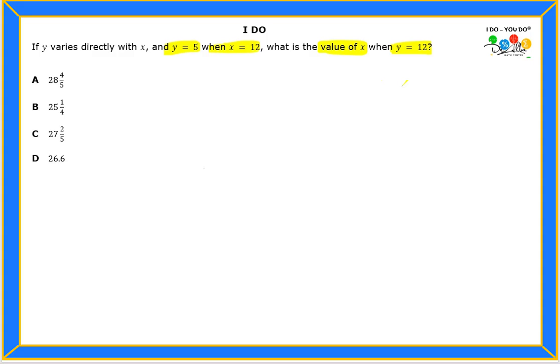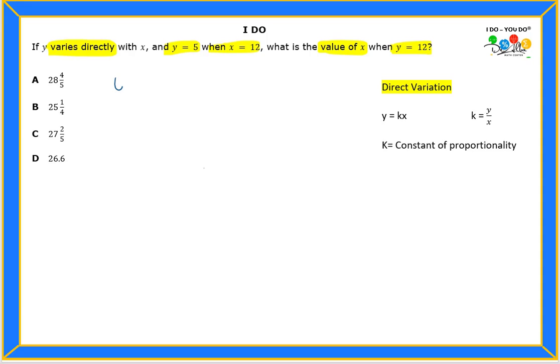Now, do you see the words varies directly at the beginning? Anytime that you see the words varies directly, it's going to remind you of direct variation, right? Direct variation has to do with y equals kx, where if I want to find the k, I will need to divide the y over the x. And k is my constant of proportionality. So let's work it out from that point of view, because there's another method we're going to do in just a little bit.